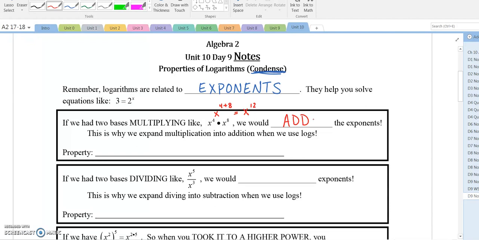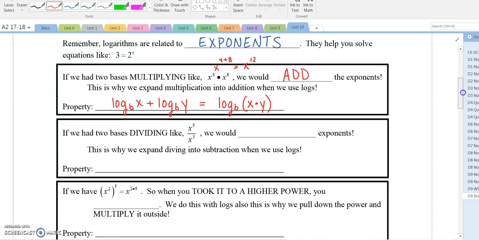Since today we're condensing though, I'm going to write the exact same property that we write for expanding, but I'm going to flip it around so you can see how we would condense these logs back together. So the property is that if I had two separate logs with some base b, so log base b of x and log base b of y, and I was adding them together, if I wanted to condense, so put them back together, I would change the addition into multiplication. So it would turn into x times y.